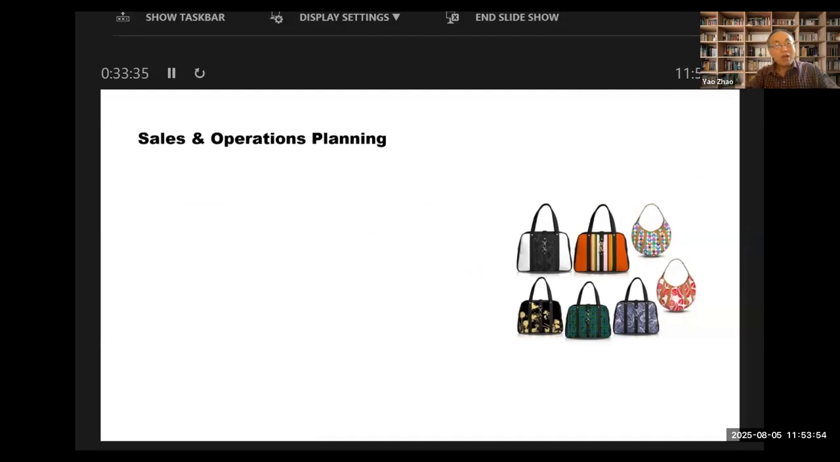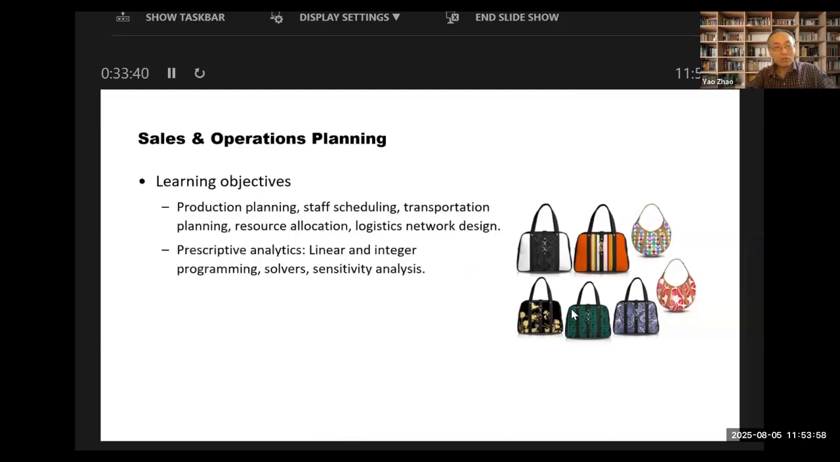We also have, remember, the sales and operations planning module, where students will first work on smaller problems like production planning, staff scheduling, transportation planning, and so on and so forth. These smaller problems are then put together into an integrated logistics network design problem. And so they're going to learn the prescriptive analytics in this module.